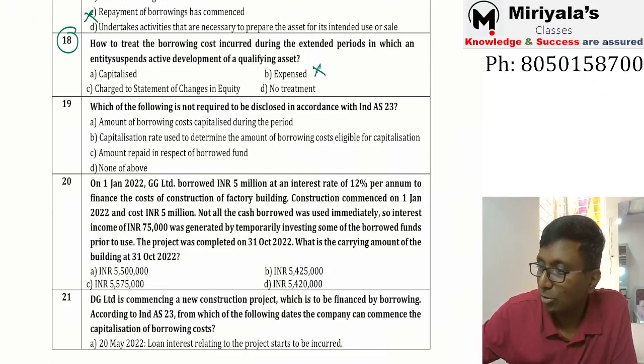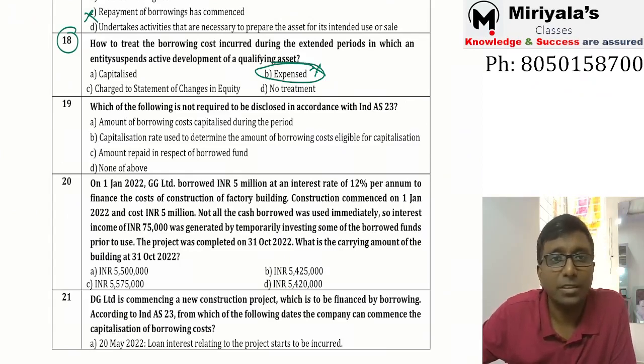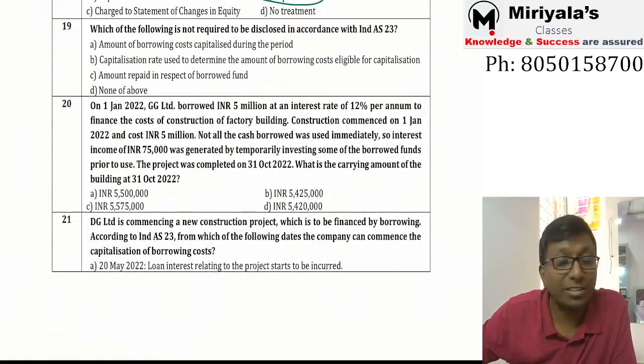It should be charged off, correct? This is the right answer. Not capitalized, correct? What are you supposed to do? Charge it off. It is not eligible to be capitalized. Correct. Now once again, the activity started, then you capitalize it.